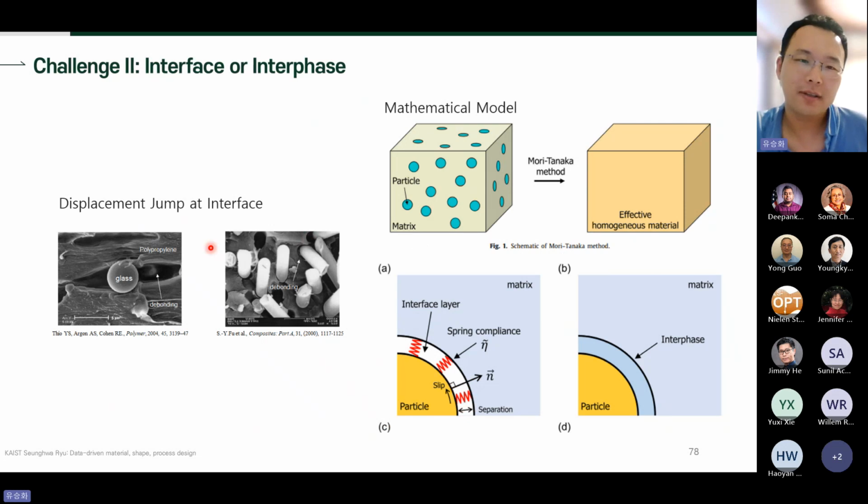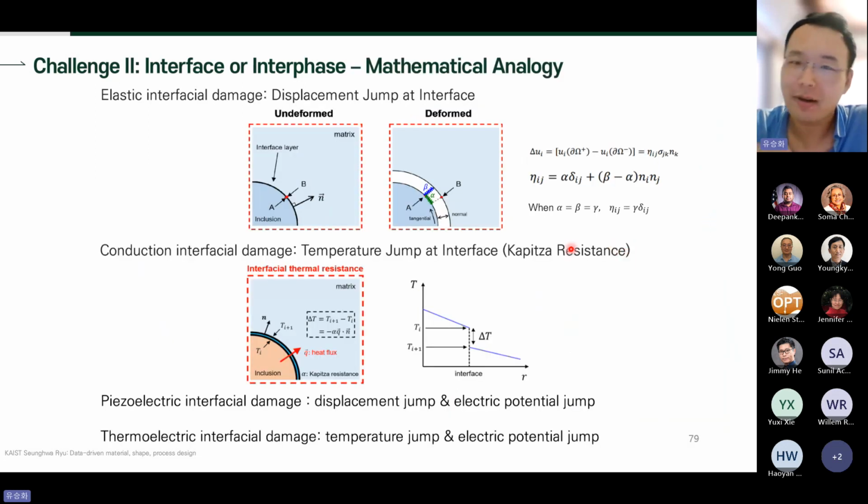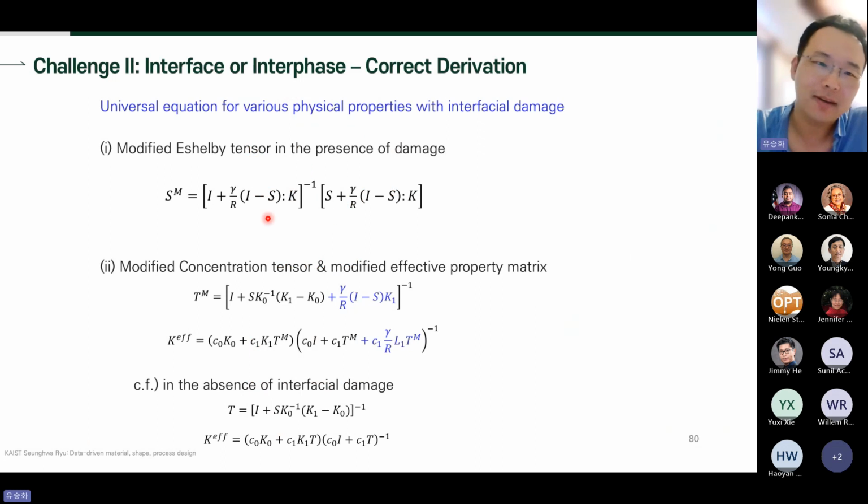And then if we consider micro scale or nanoscale inclusions, we have to be concerned about interface imperfections such as a displacement jump and a third phase formation at the interface. In this kind of modeling, our lab also developed quite nice models in terms of displacement jump in elasticity. And in conduction problems, we implemented the temperature jump, which captures resistance, and other physics. We have implemented these and derived the correct Eshelby tensor and effective modulus and effective conductivity, considering this interface.